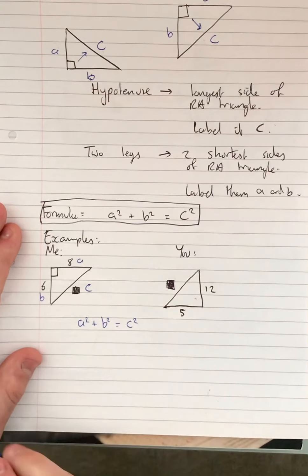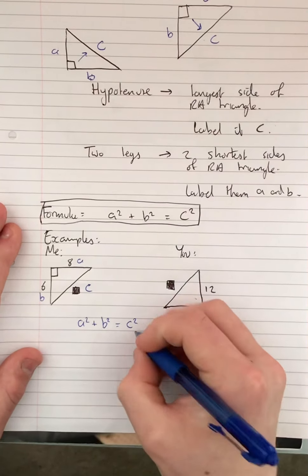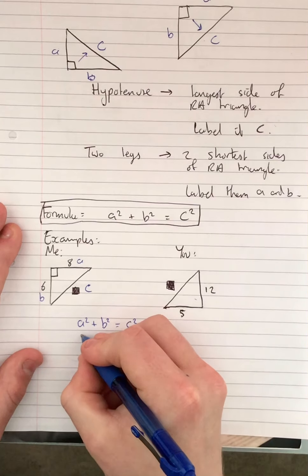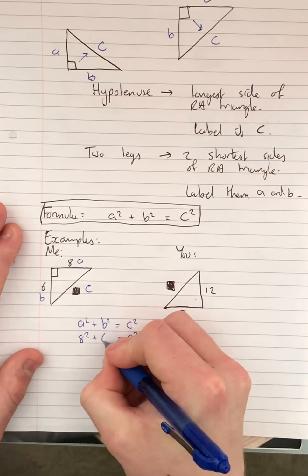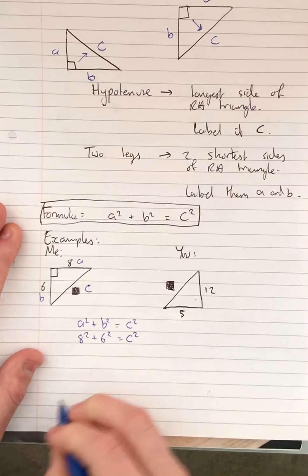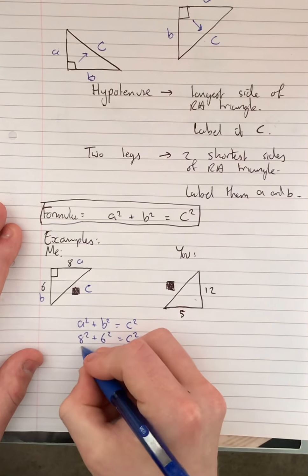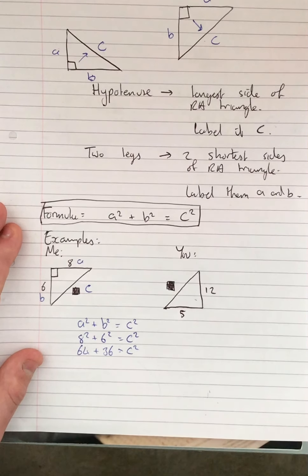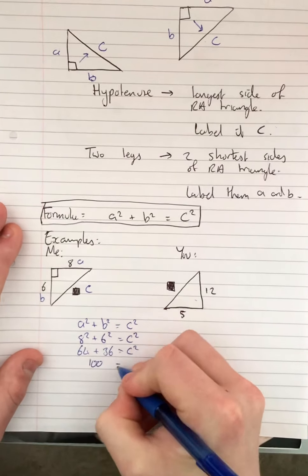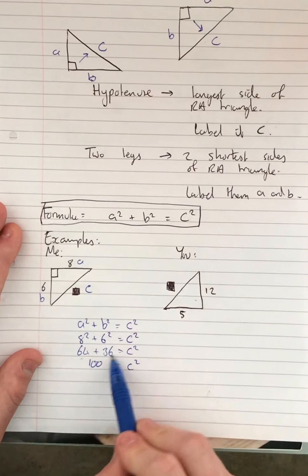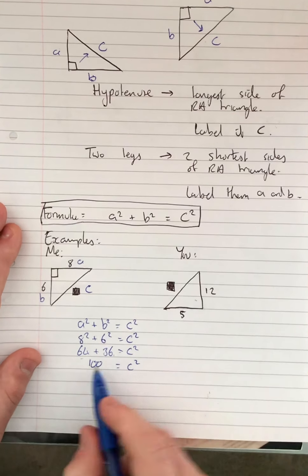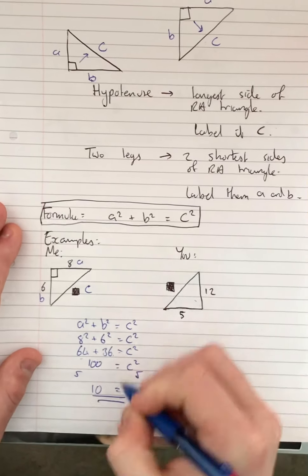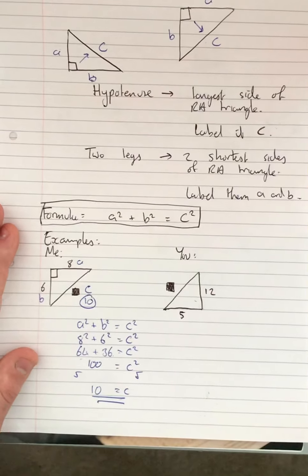So I'm going to fill in the bits that I know. I don't know C, so it's going to stay as C squared for now. I do know what A and B are though. So A is 8, so 8 squared plus 6 squared, because B is 6, is equal to C squared. So 64 add 36 is equal to C squared. 100 is equal to C squared. All I've done there is added these two together. And then if I square root both sides, I get C is equal to 10.